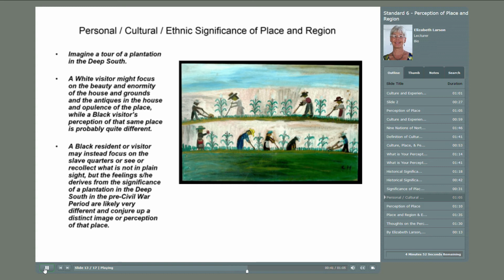A black resident or visitor may instead focus on the slave quarters, or the labor, or see or recollect what is not in plain sight, but instead the feelings that he or she derives from the significance of a plantation in the Deep South in the pre-Civil War period. And these perceptions are very likely different and conjure up a distinct image or perception of that place than the white visitor.